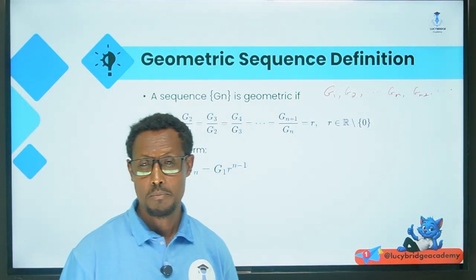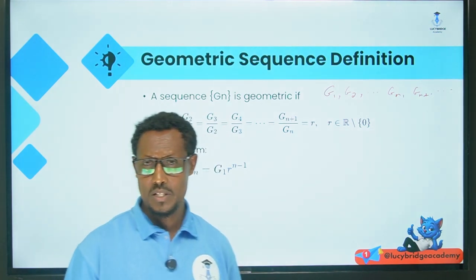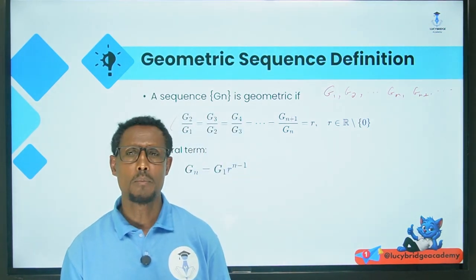Or geometric progression. Therefore, that constant number is called common ratio.